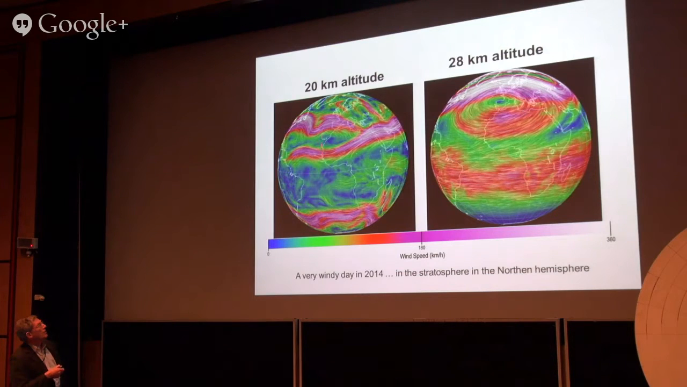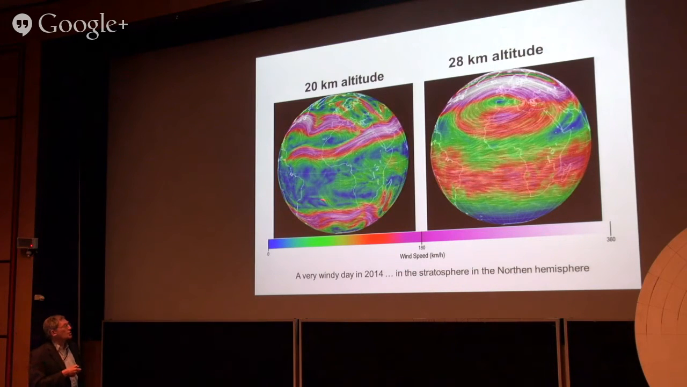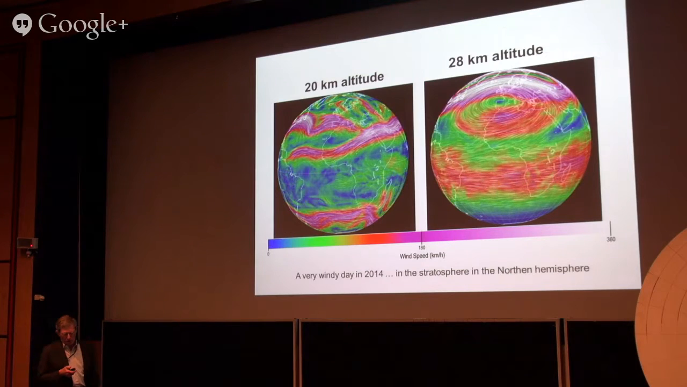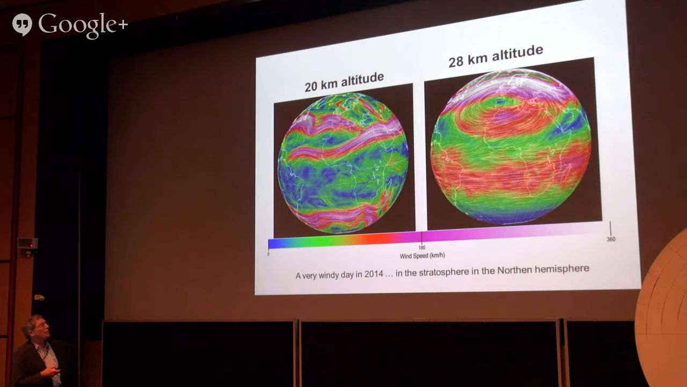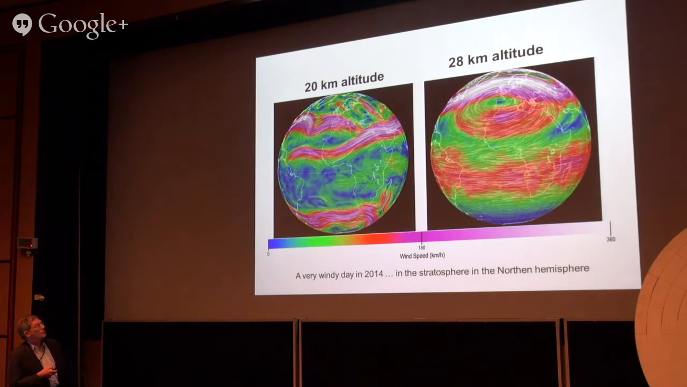Quite a big difference in the estuaries. And I just want to point this out because you've got quite big variations from month to month in what happens to the stratosphere.